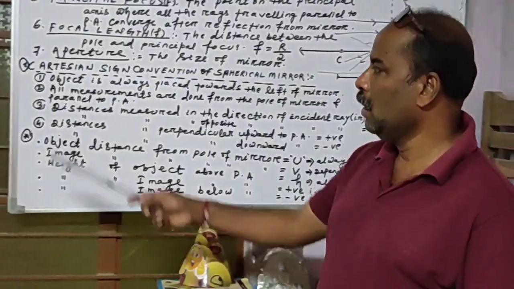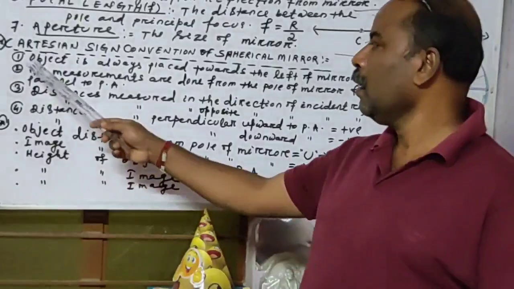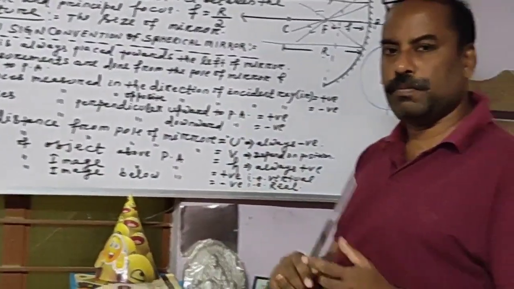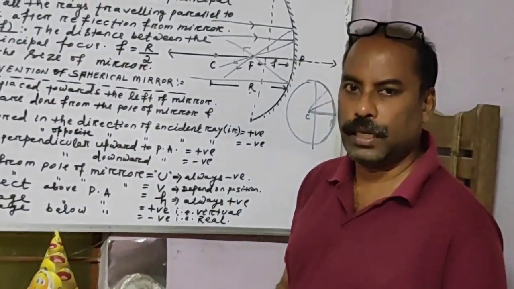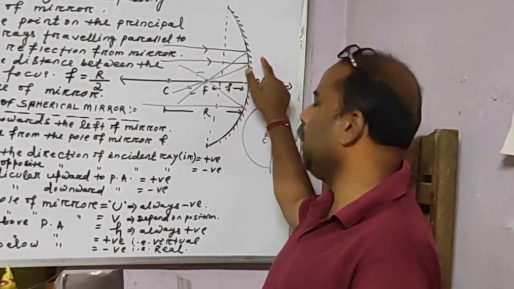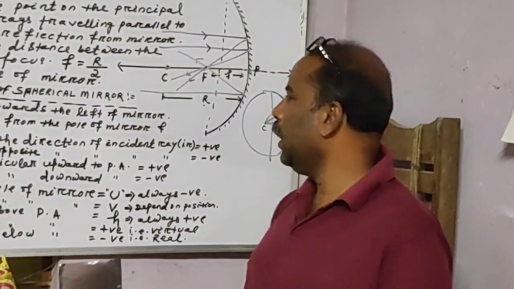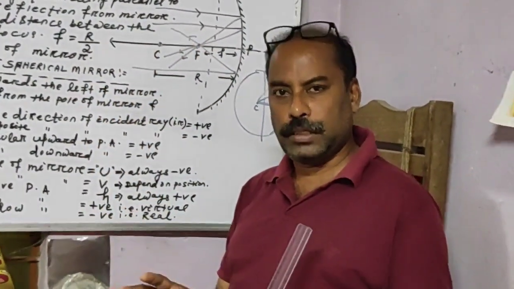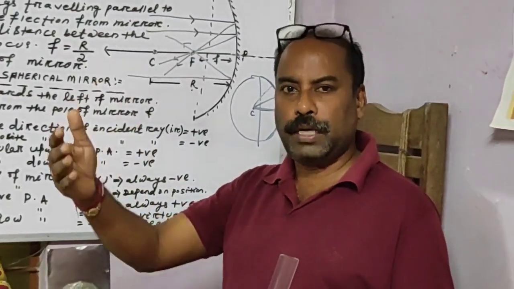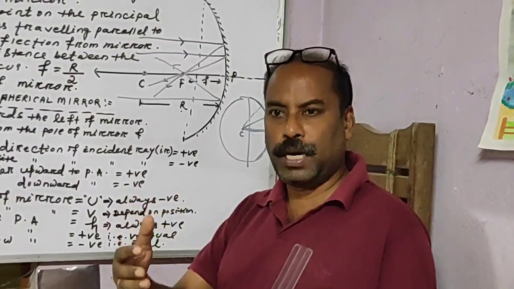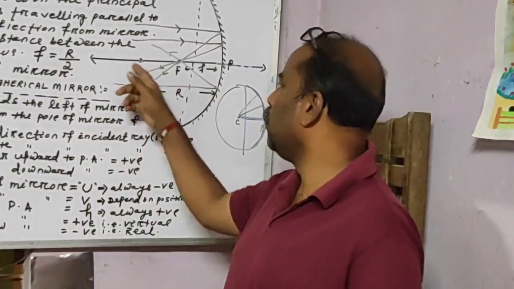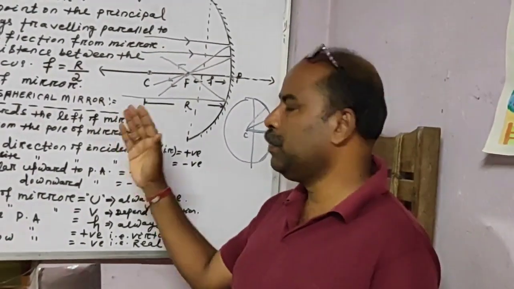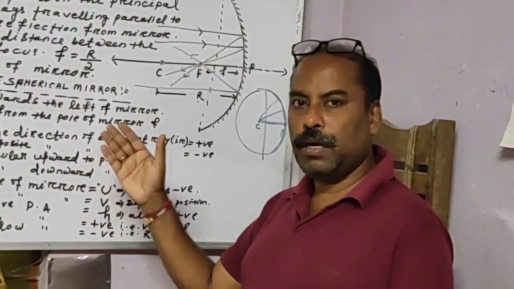Let us see the first point of the Cartesian sign convention. Object is always placed towards the left of the mirror. This is a very common point. When we use the mirror, there must be the object. And object may be on the principal axis or out of the principal axis. It may be a far object, infinite, we cannot measure the distance, that is far. Or it may be near about the mirror, which can be measured from the pole of the mirror. Whatever it means, the object is always placed in front of the mirror.